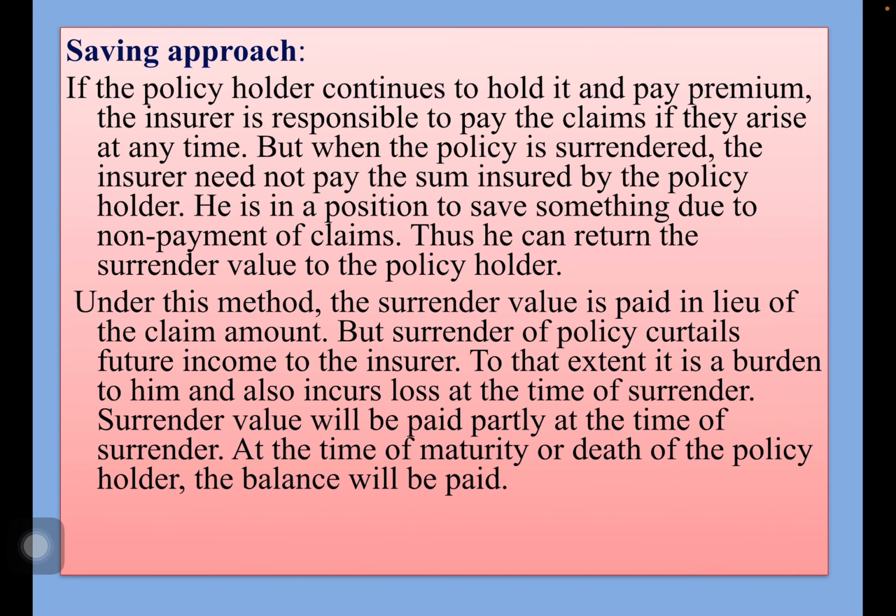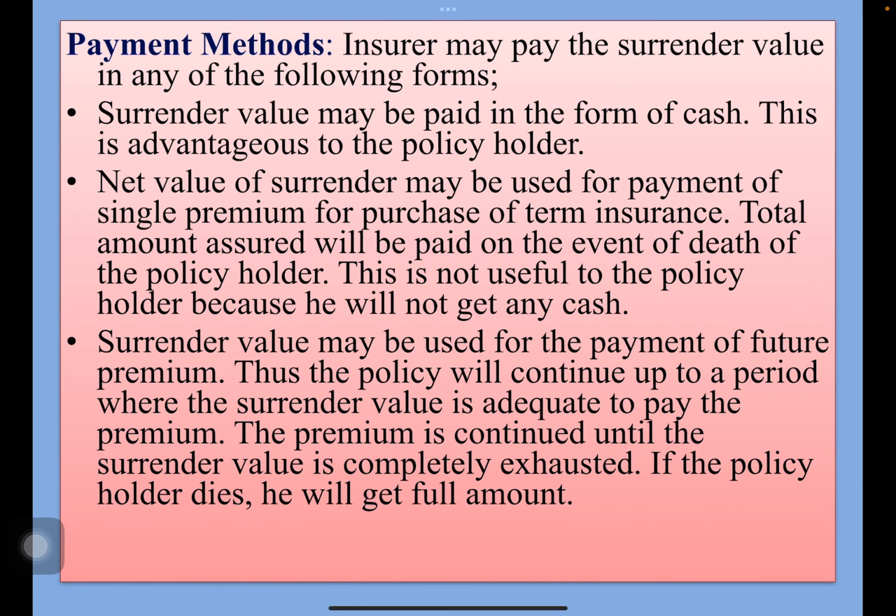Under this method, surrender value is paid in lieu of the claim amount, but surrender of the policy curtails future income to the insurer. To that extent, it is a burden to him and also incurs losses at the time of surrender. Surrender value will be paid partly at the time of surrender. At the time of maturity or death of the policy holder, the balance will be paid. It is a common method.